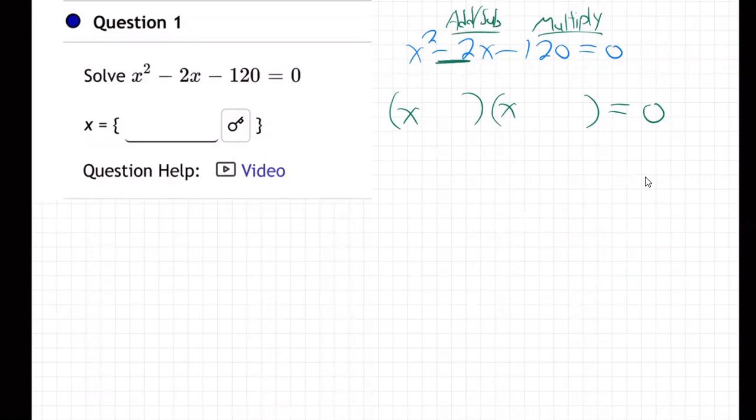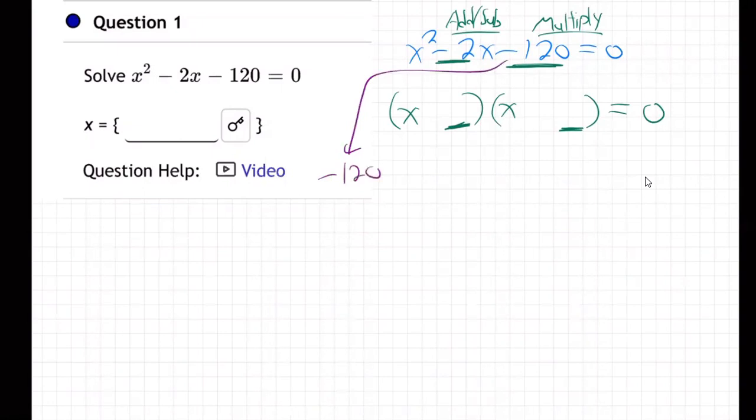Then you've got to take that sign. So multiply to be negative 120 and add or subtract to be negative 2. Those are the two numbers that will go here and here. Well, how do you find those? You just start guessing around with your calculator. So take the minus 120.